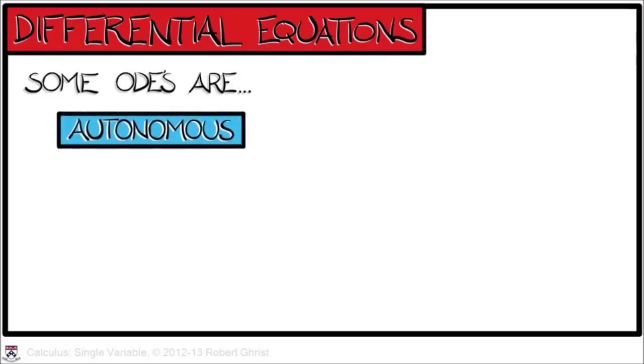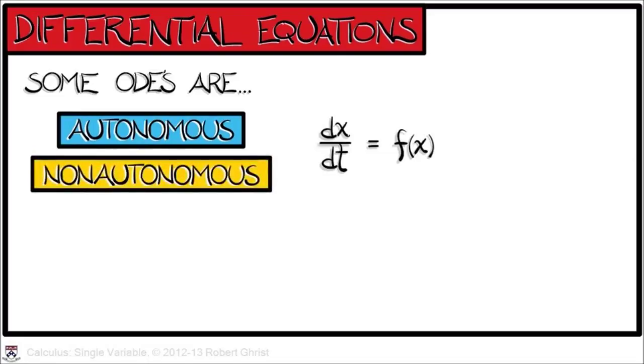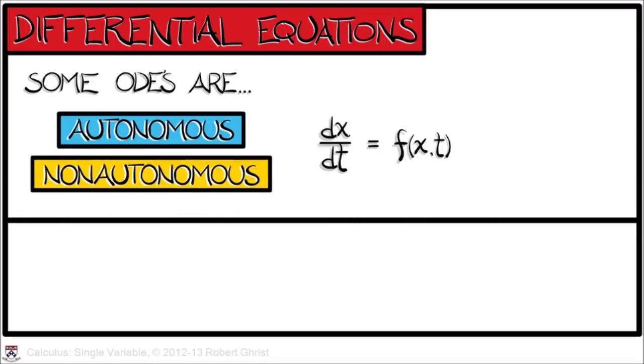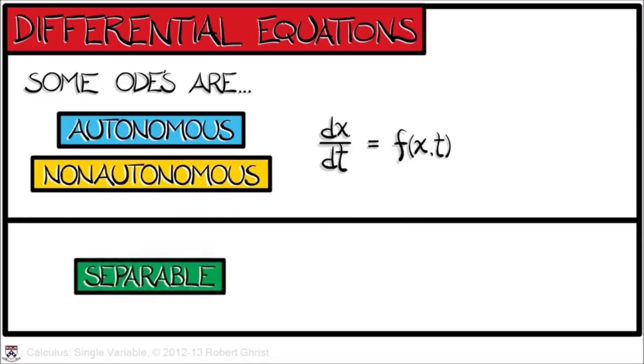Some ODEs are autonomous, meaning that the right-hand side depends on x alone and does not depend on t. Those equations that do depend on t are called non-autonomous equations. They can be very difficult to solve. Some, however, are solvable by the following separation method.